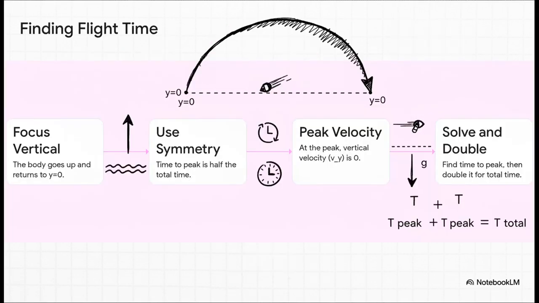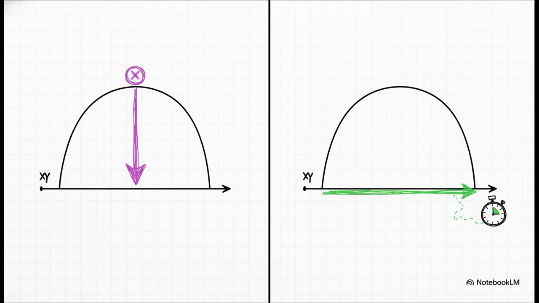The logic here is just beautiful. The object starts on the ground, goes up, and lands back on the ground. And because that path is perfectly symmetric, the time it takes to get to the very top is exactly half the total time. Now, what's the magic insight at that peak? Well, for just one split second, it stops going up and hasn't started going down, so its vertical velocity is zero. We can use that fact in our kinematic equations to solve for the time to the peak, which turns out to be v0 sin alpha over g. To get the total time, we just double it. Easy as that. Now that we have the time, everything else starts to fall into place.